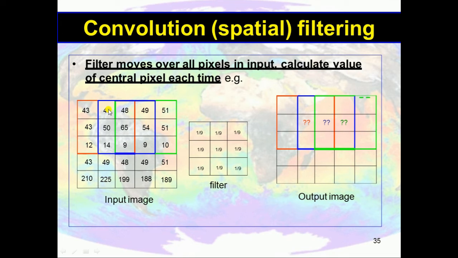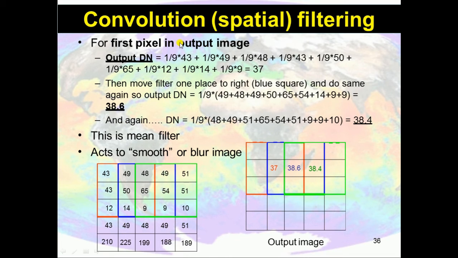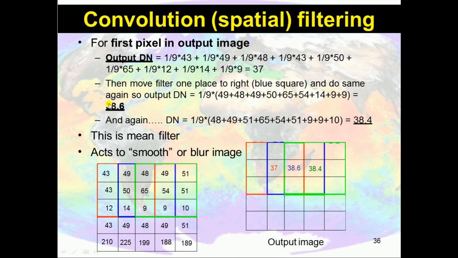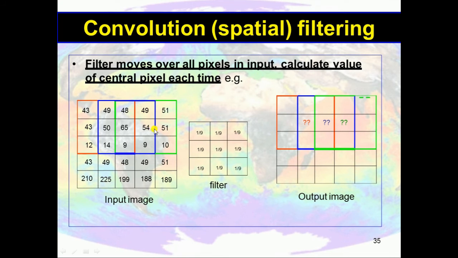It is ninth because the convolution is applied over a 3 by 3 window, so it carries 9 pixels. Because we are adopting a larger area, the value and the moving average may become higher. The first pixel in the output image is 1 by 9th of the window sum, and the output DN is 37.